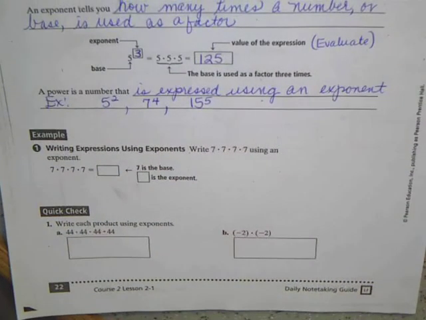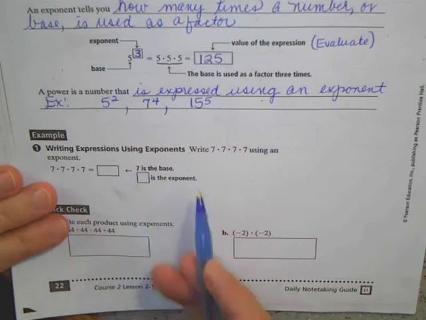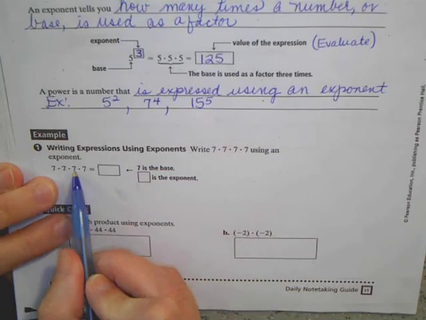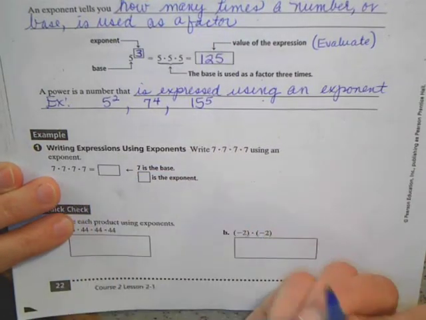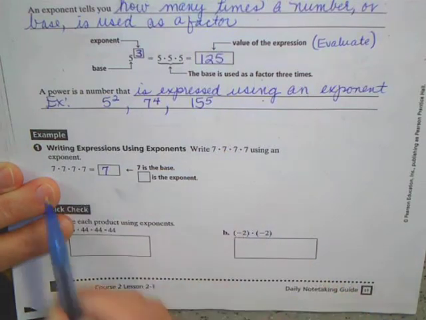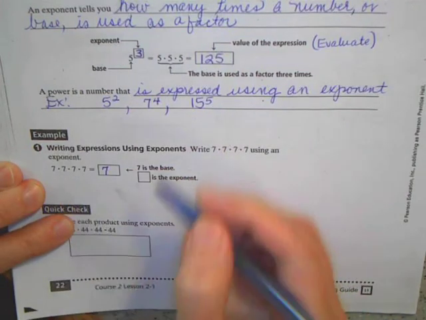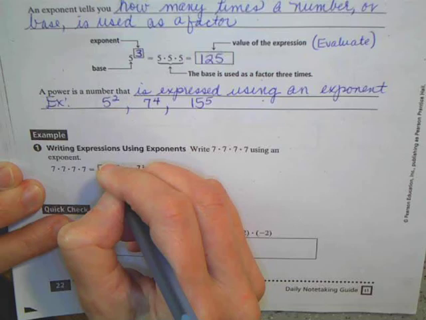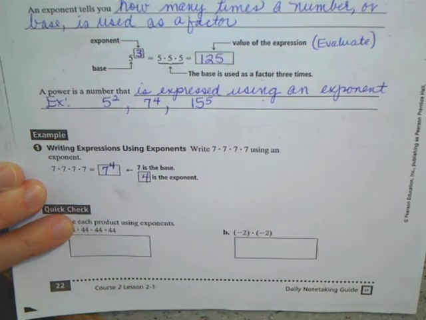Okay, writing expressions using exponents. Write 7 times 7 times 7 times 7 using an exponent. So we know the factor that's repeated over and over is the base, so that's 7. And the exponent is 4 because there are 1, 2, 3, 4 7s. So we write this as a power, 7 to the 4th power.